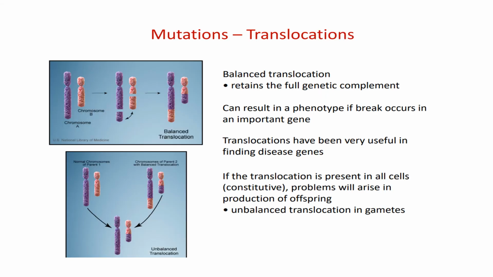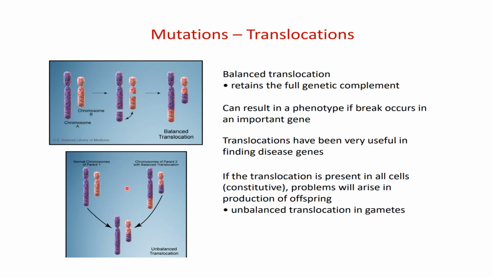Translocation mutation. There are two types of translocation mutations: one is balanced and the other one is unbalanced. In balanced translocation, see chromosome A and chromosome B. There is a translocation between these two chromosomes. Chromosome A's Q arm is translocating into chromosome B's Q arm, and chromosome B's Q arm is translocating into chromosome A's Q arm. This is a balanced translocation.